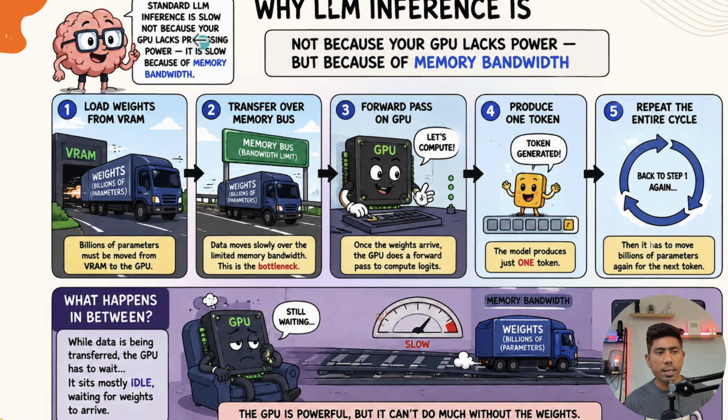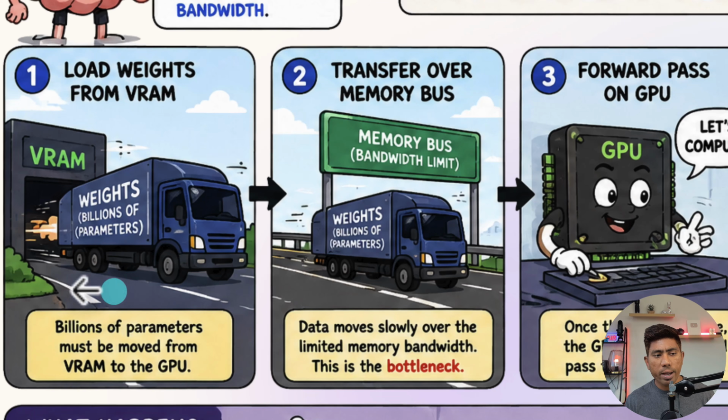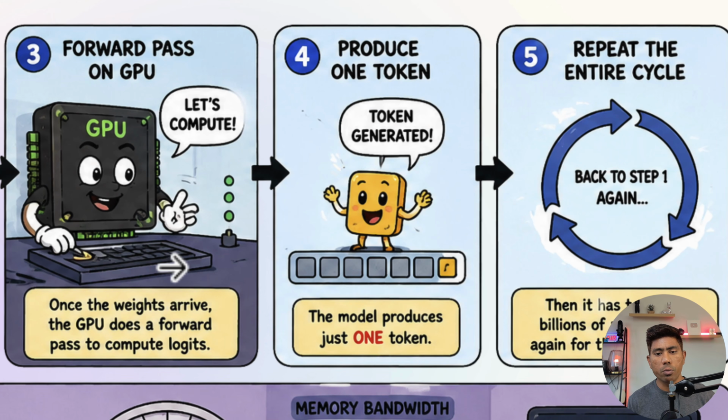So you can see that every single time with the standard large language model, you load the weights from the VRAM. For the number of billions of parameters that you're using, like the 27 billion parameter model that I'm talking about, billions of parameters must be moved from the VRAM to the GPU at that point in time. Then the transfer happens over the memory bus, which is kind of slow, and this is the bottleneck. Once all the weights are moved, the GPU comes in and does the forward pass, which does all the computation for the prompt you have passed, and that produces one token. Then the entire cycle repeats.